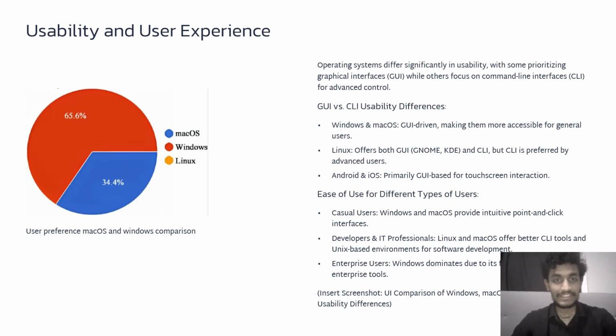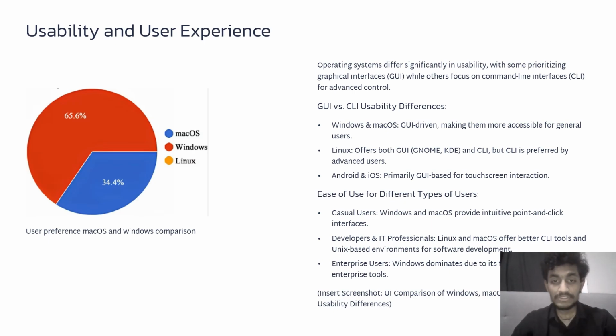Usability and user experience. Operating systems differ significantly in usability, with some prioritizing graphical interfaces while others focus on command line interfaces for advanced control. GUI versus command line interface usability differences. Windows and macOS are GUI driven, making them more accessible for general users. Linux offers both GUIs, GNOME and KDE, and CLI, but CLI is preferred for advanced users. Android and iOS are primarily graphical user interface based for touchscreen interaction.